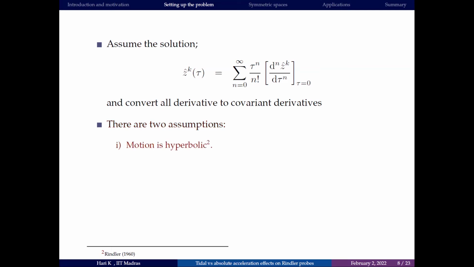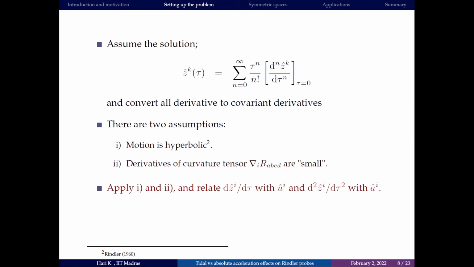One is that the motion will be hyperbolic, with the help of what we call Rindler conditions. The actual definition is that the magnitude of the acceleration will be constant. So it will help us to write the derivatives in terms of velocity and acceleration. And the second assumption is that the derivatives of the curvature tensor itself are small.